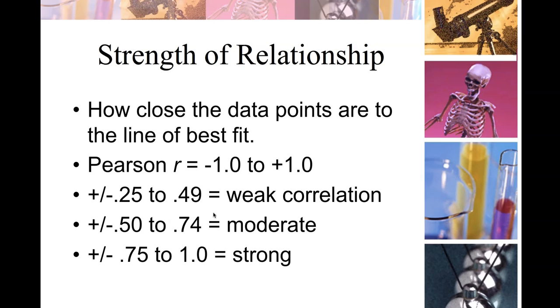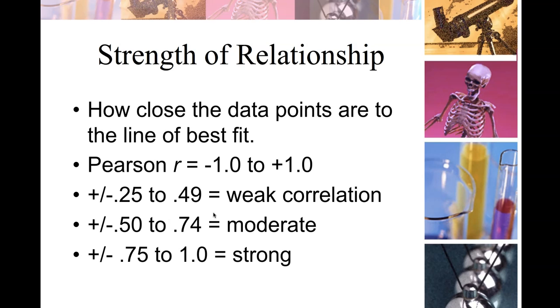All right, then we've got strength of relationship. So how close the data points are to the line of best fit. Again, we're looking at an R, and that Pearson R can be anywhere between -1 and +1. What's important to remember with strength of relationship is that the farther away from 0, the stronger it is. So plus or minus 0.25 to 0.49 is a weak correlation. 0.5 to 0.74 is a moderate correlation, and 0.75 to 1 is a very strong correlation.